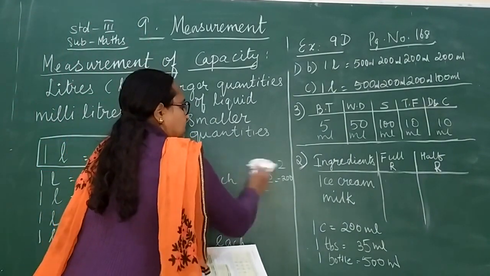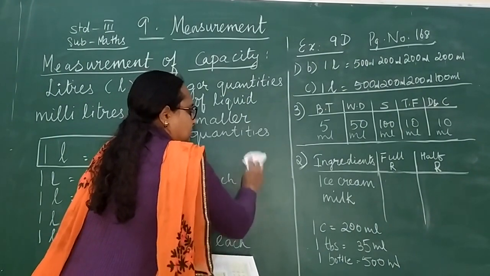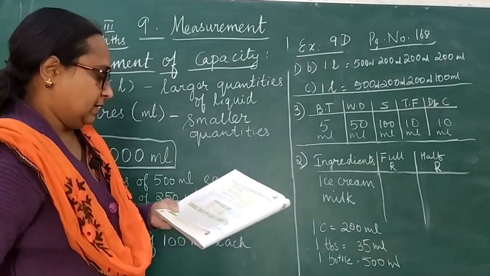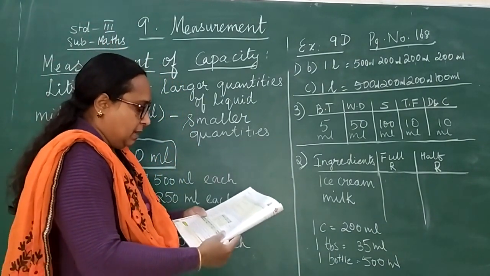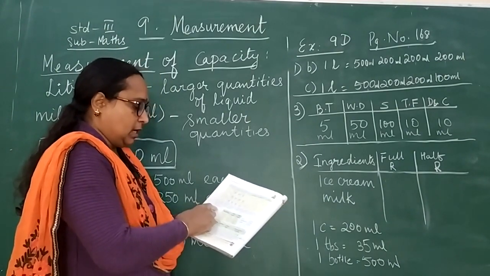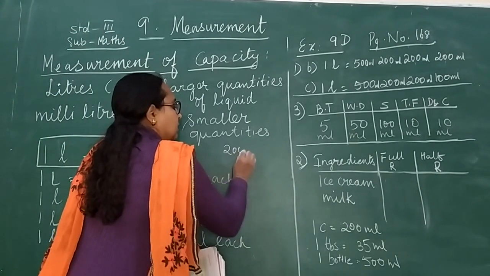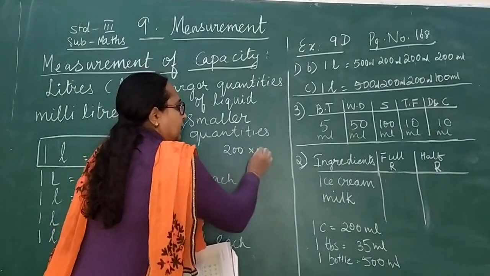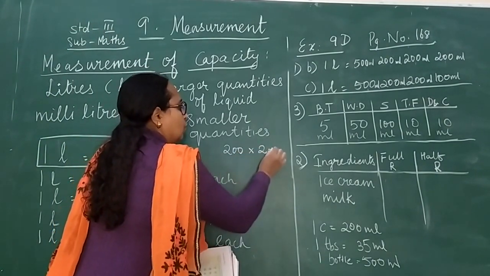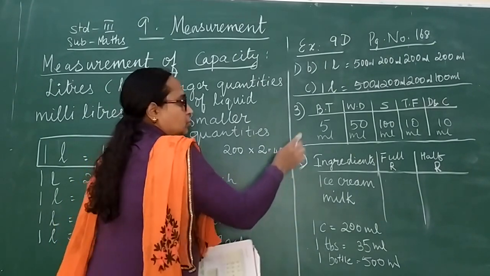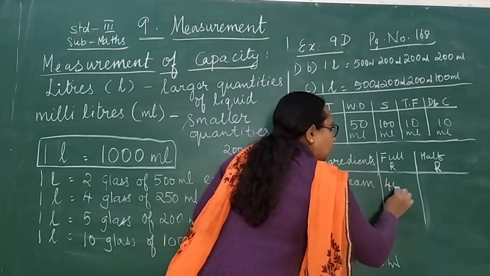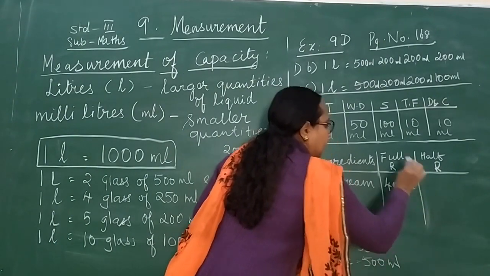Now coming to the second ingredient, I have taken ice cream. See, vanilla ice cream. How much do you have to take for this mango milkshake? 2 cups of vanilla ice cream. So 1 cup is 200 ml. When you take 2 cups, 200 into 2, you will have 400 ml. So for the full recipe you will have to use 400 ml.